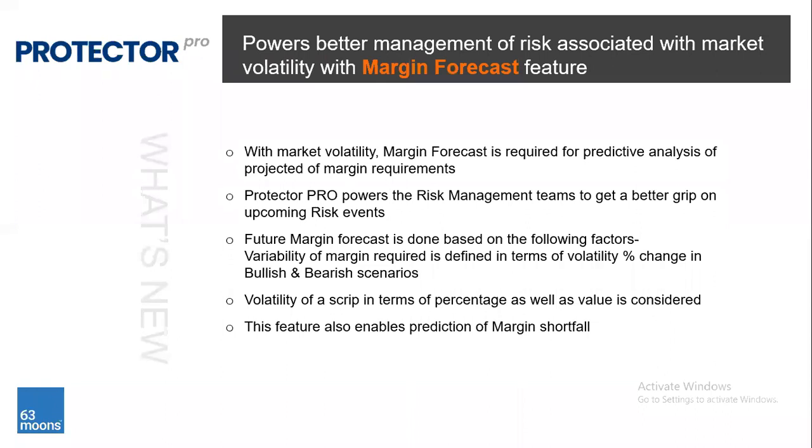The factors are: variability of margin required, defined in terms of volatility percentage. Volatility percentage of 10%, 15%, 20%, whatever you feel like, in the way of bullish or bearish. So options have been provided whether you feel it is an uptrend or downtrend of the market. On that ground also, it is very helpful to get a proper guess.